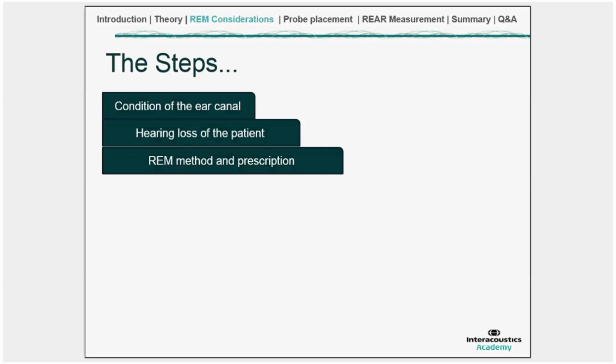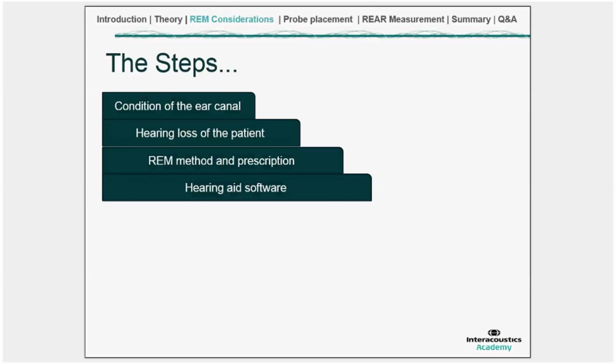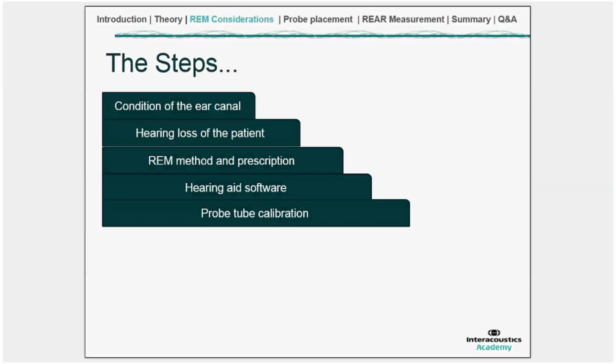Then we need to choose the real ear method, and like I say, today we're going to be using the real ear aided response. We also need to choose a prescription which we're going to be fitting the hearing aid to. Then we need to prepare the hearing aid and the hearing aid fitting software, so that it's all going to be working in the right way, and it's going to correlate well with what's being displayed in the REM software. After that, we need to calibrate the probe tube.